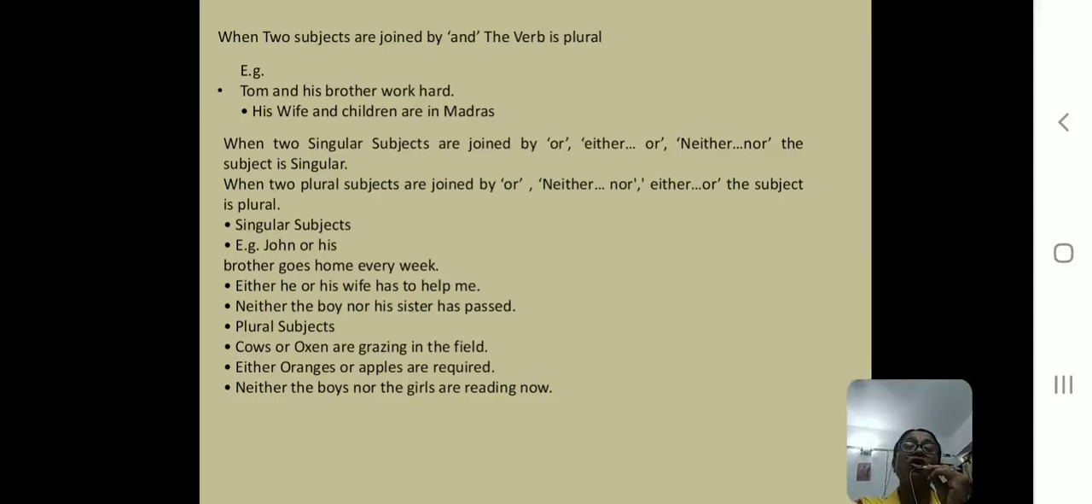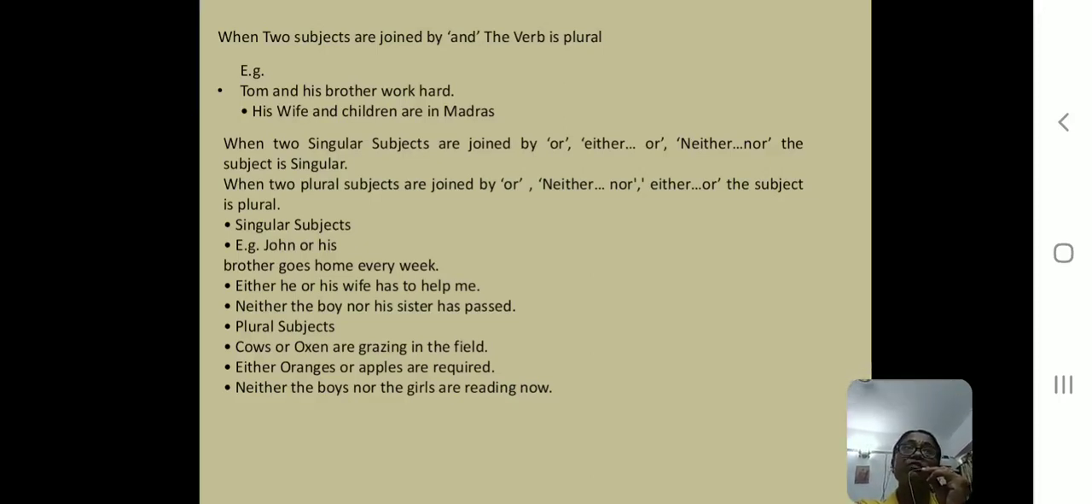Either he or his wife has to help me. Either he, singular, his wife, once again singular, and these two are joined by either or, that's why I have used here has. In the same way, neither the boy nor his sister has passed.